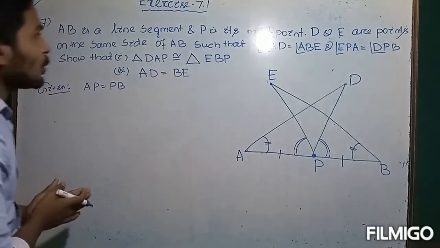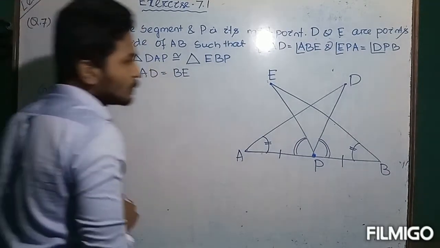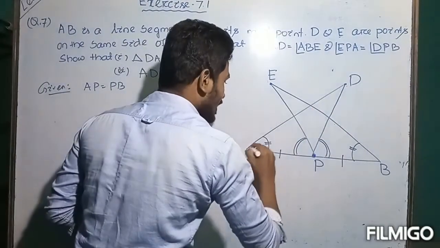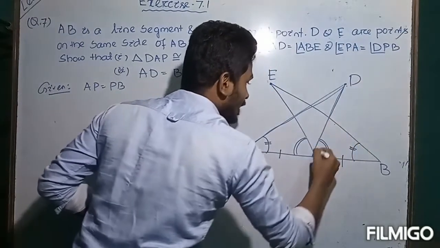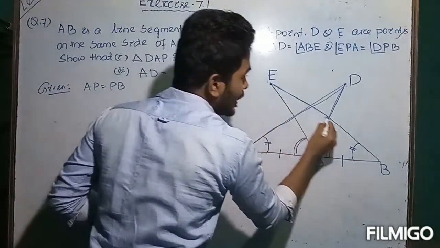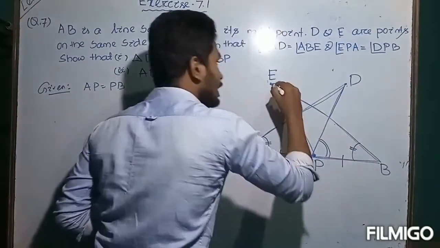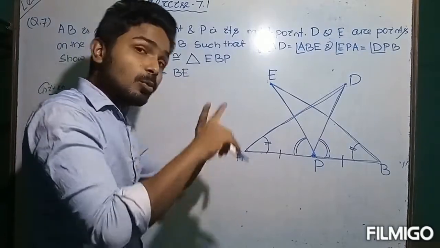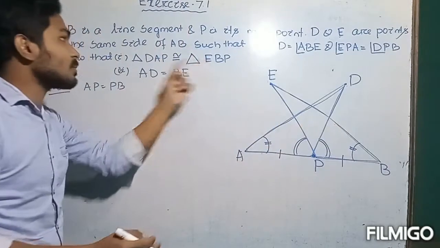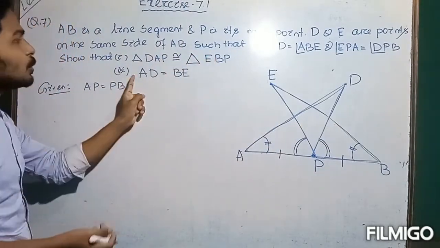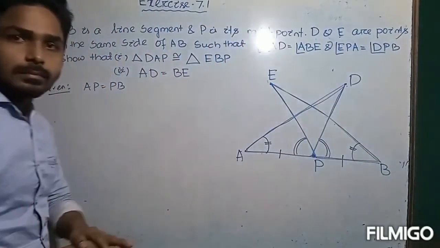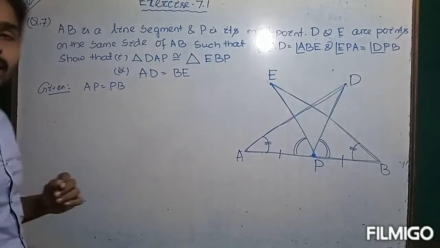Now you have to show that triangle DAP is congruent to triangle EBP. So you have to first identify which two triangles. Don't confuse about which triangle and which triangle. First understand this question. Right? And you have to prove AD is equal to BE. Okay? So let us prove the first statement.